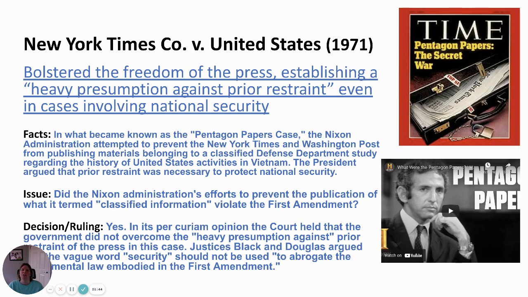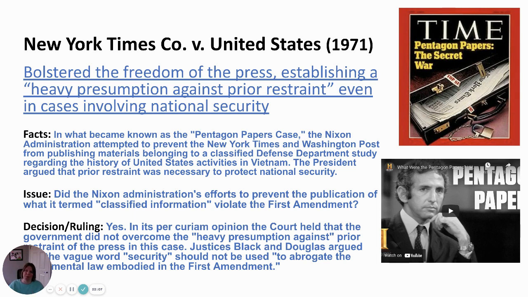All right. New York Times Co. versus United States. Another context clue in the case: you should know the New York Times Co. is a newspaper organization. This bolstered the freedom of the press, establishing a heavy presumption against prior restraint, even in cases involving national security. This case is also known as the Pentagon Papers case.